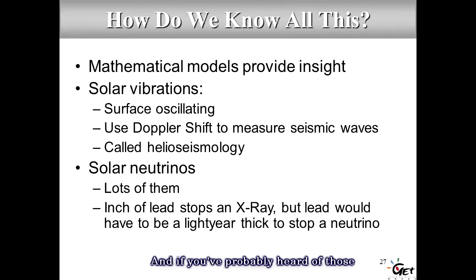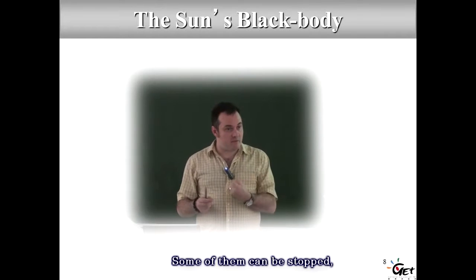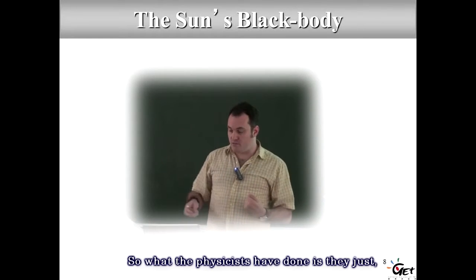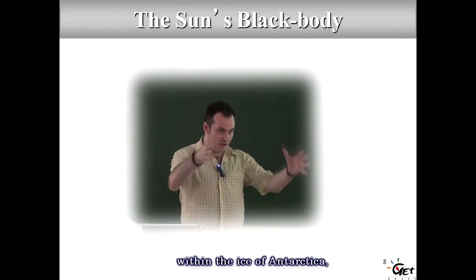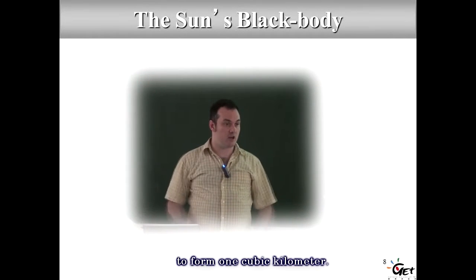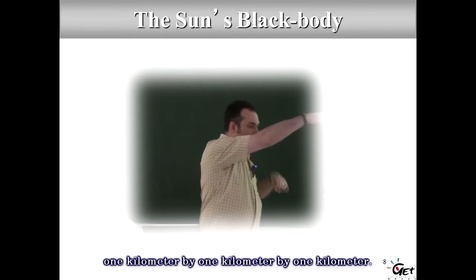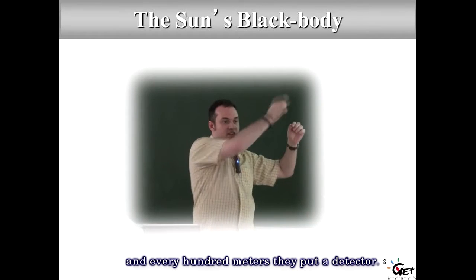You have probably heard about particle accelerators and things like that. There is an experiment at the South Pole, in Antarctica, called Amanda, which is trying to detect those neutrinos. The problem with neutrinos is that they are very difficult to stop. Some of them can be stopped, but it's very rare. So what the physicists have done is put detectors within the ice of Antarctica to form 1 cubic kilometer, 1 kilometer by 1 kilometer by 1 kilometer, and every 100 meters they put a detector.